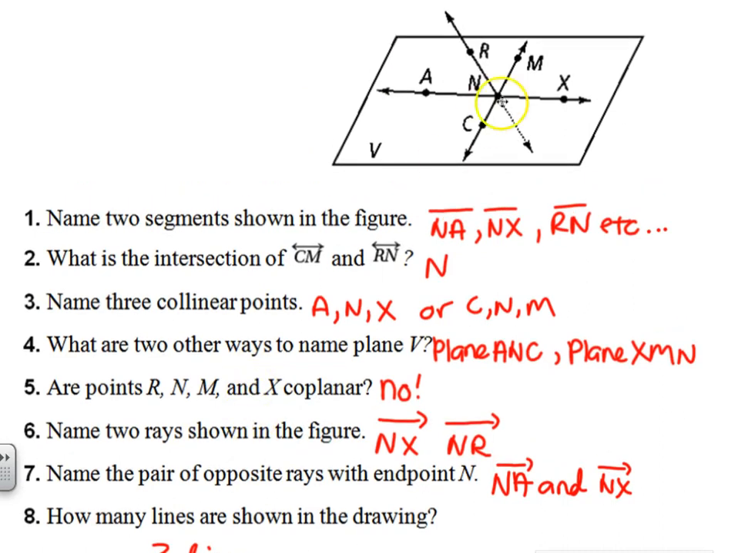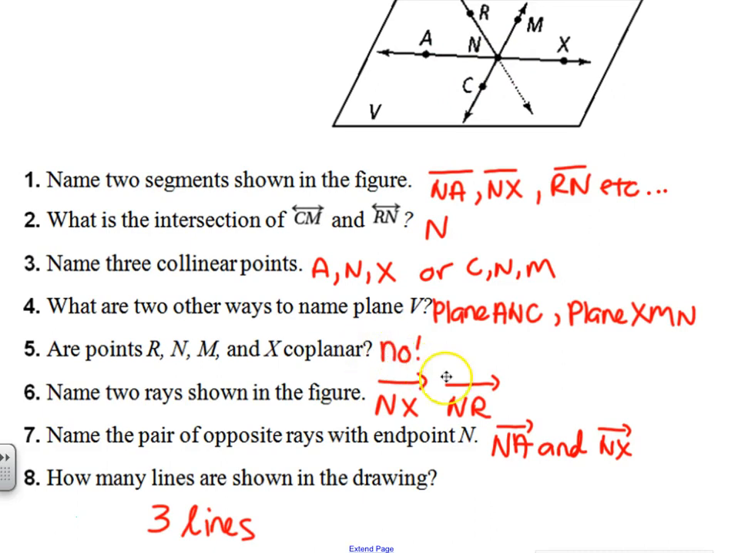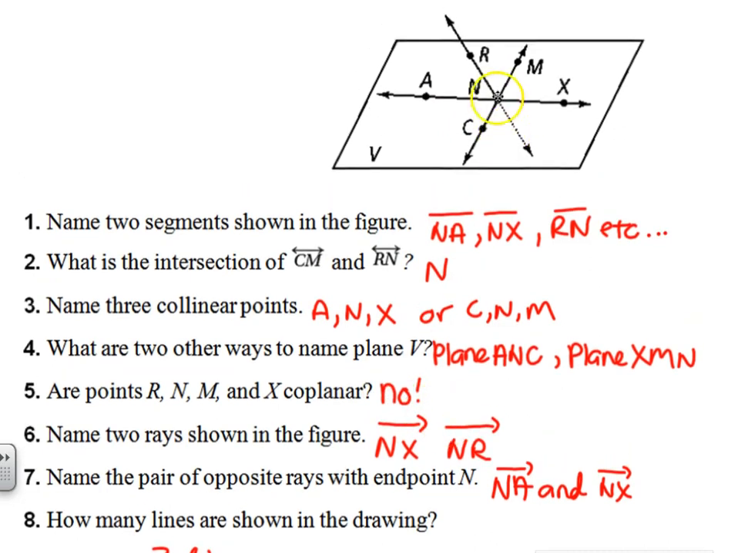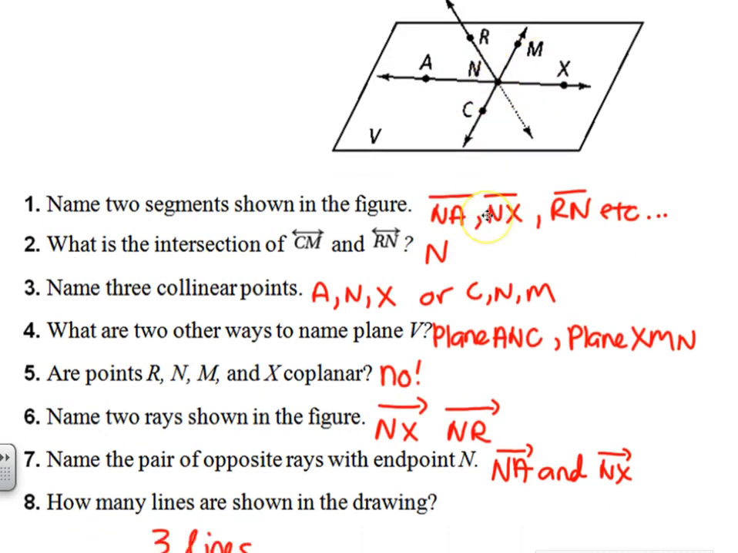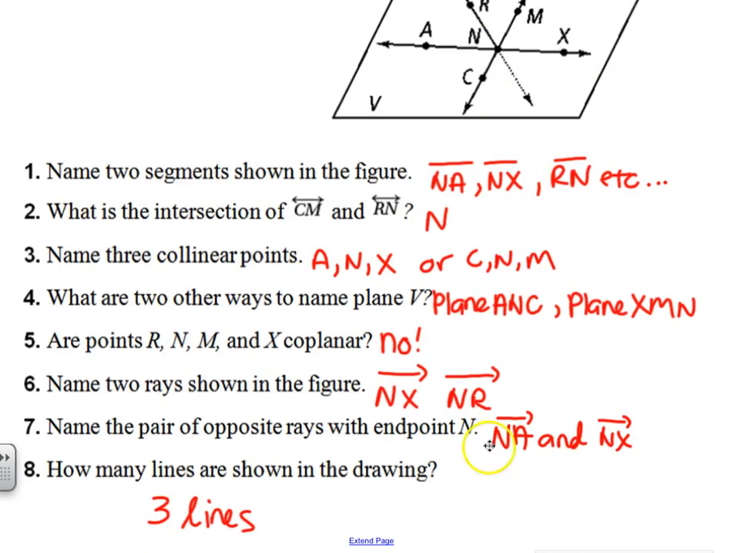2 rays shown. Could have had NA, and NM, and NX, and NC, etc. I like to use letter N because it's in the middle. Name a pair of opposite rays with endpoint N. So you could have said NA and NX, or NC and NM. Then how many lines are in the drawing? We got 1 here, 2 here, and then 3. So there are 3 lines.